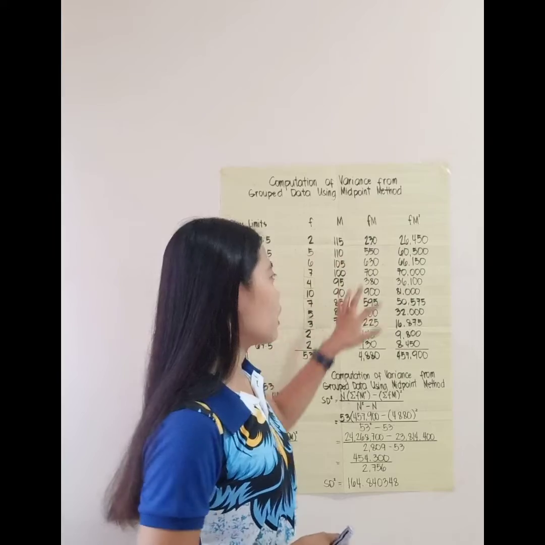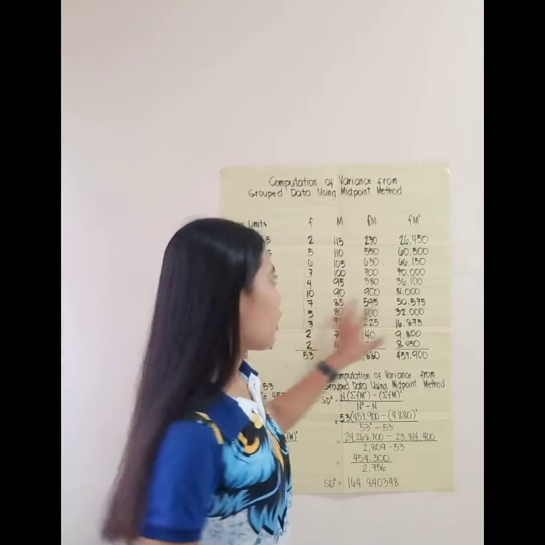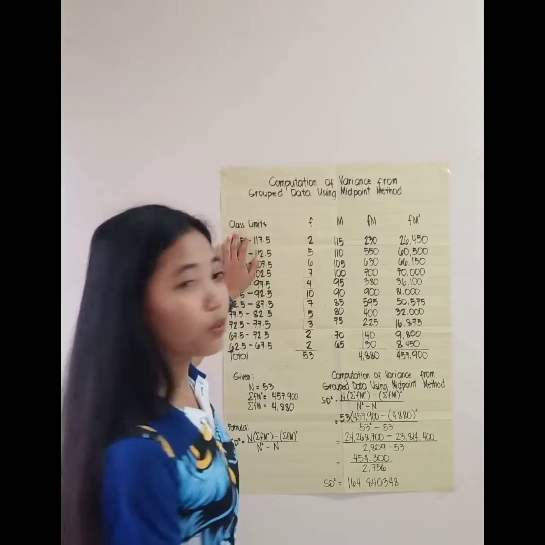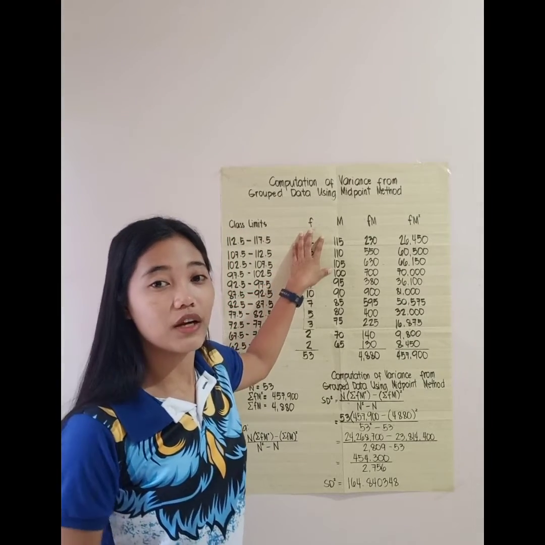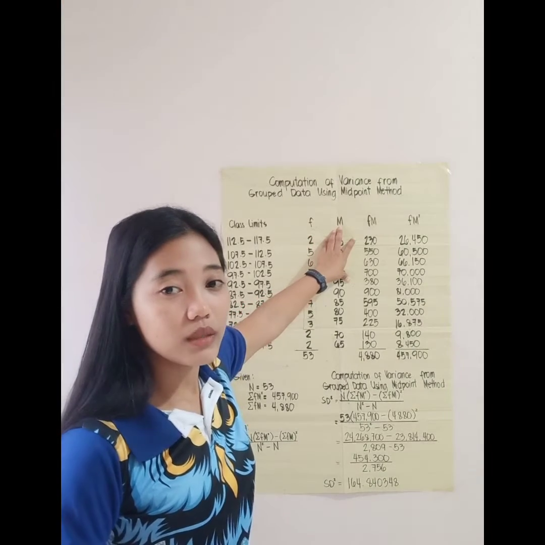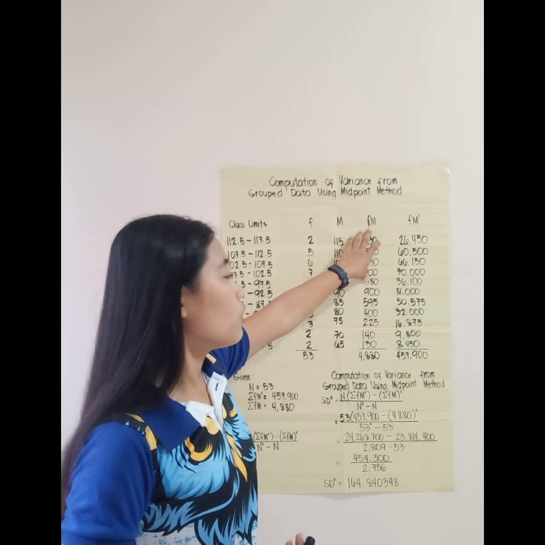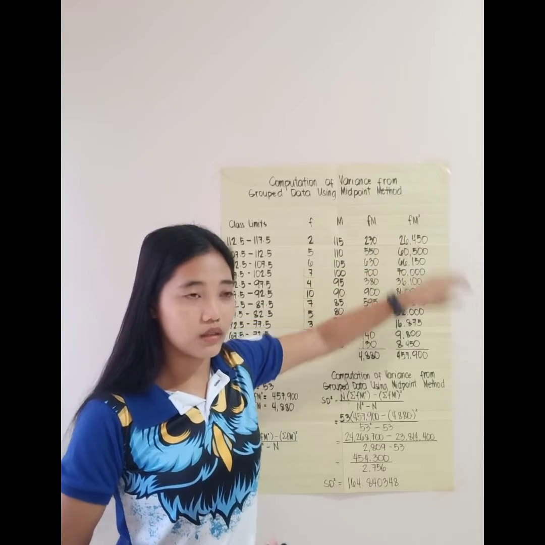So this is the computation of variance from grouped data using the midpoint method. As you can see, our table is already complete, but I will show you the steps on how to come up with this result. Our table has 5 columns. In the first column, we have the class limits. In the second column, we have the F, or the frequency. In the third column, the M, or the midpoint. In the fourth column, the FM. In the fifth column, the FM squared. In getting variance from grouped data, there are 5 steps to be followed.